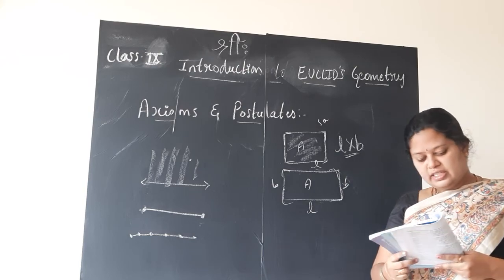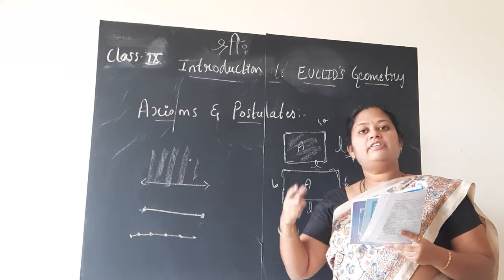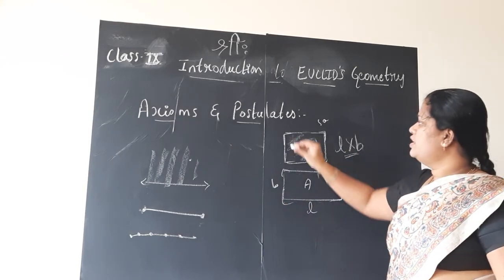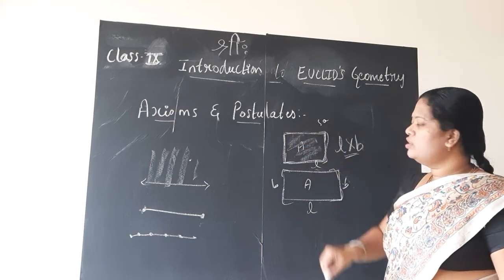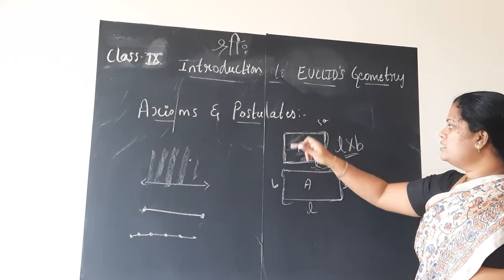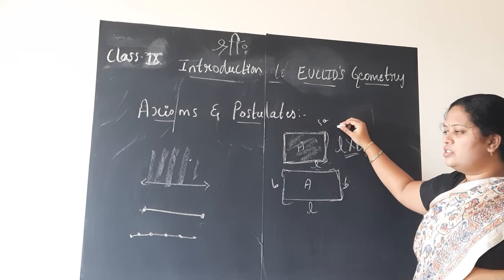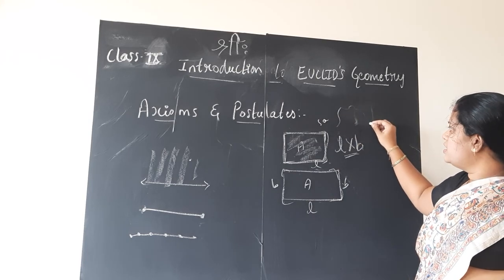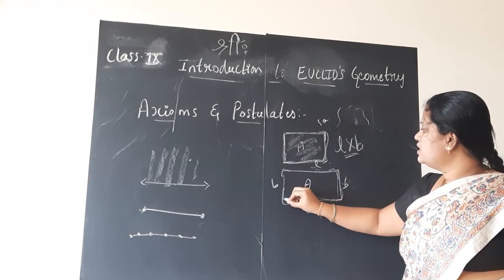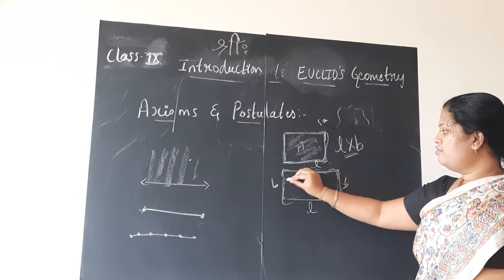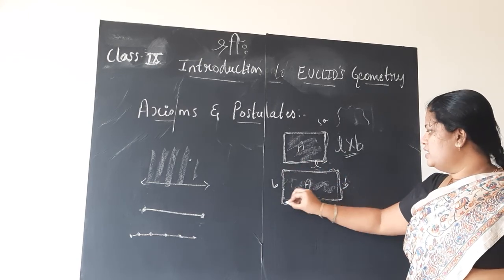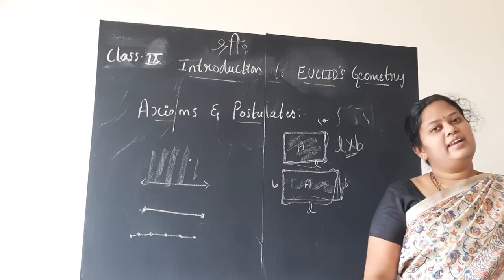A plane surface is what? It is a surface which lies evenly with straight lines on itself. Yes, no? The square has 4 sides. All the 4 sides are straight lines. They are not curved lines like this. No, they are straight lines. So in any plane surface, the edges are straight lines.